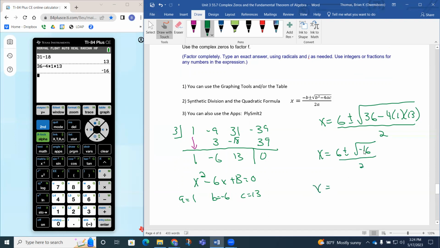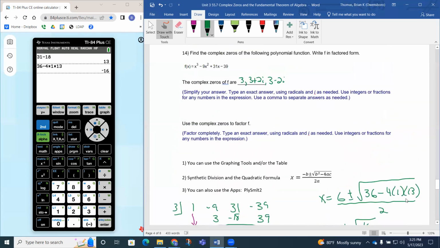Remember, since there's a negative inside the radical, that has to come out as an i, imaginary. 6 plus or minus i square root of 16 over 2. But the square root of 16 is 4. So this turns into x equals 6 plus or minus 4i over 2. If you divide the numerator by the 2, 2 goes into 6 3 times, and 2 goes into 4i, which gives me 2i. So 3 plus or minus 2i. We do get those zeros that we were talking about.